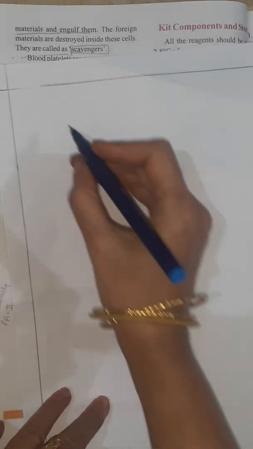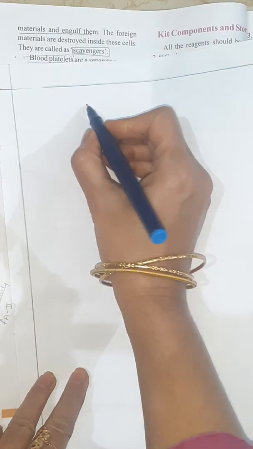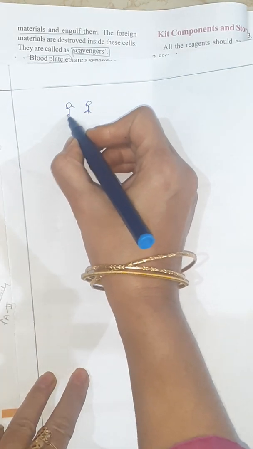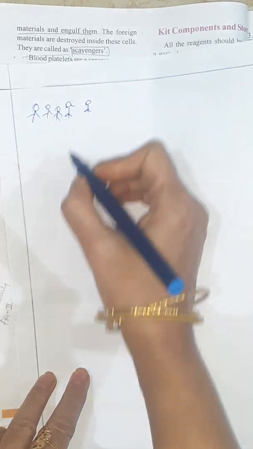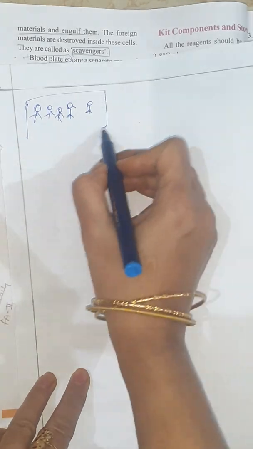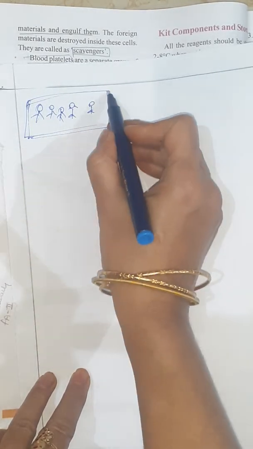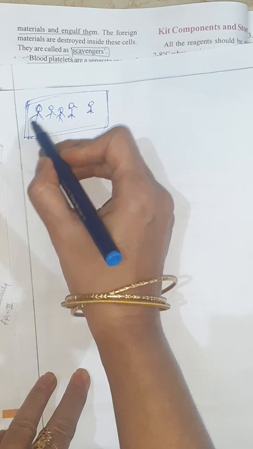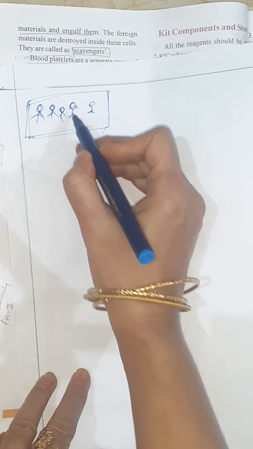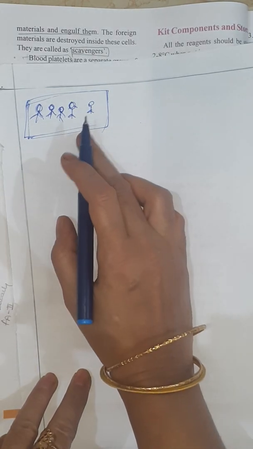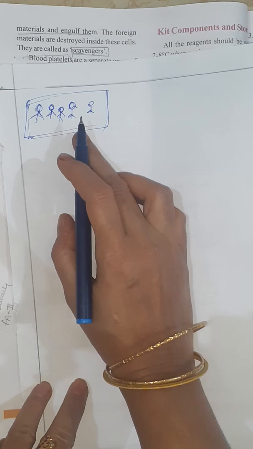Suppose in your family you have a brother, sister, mother, father and you. See, though you are all from the same family, you may all have different blood groups, or you may have the same blood groups. It's not compulsory that you all have the same blood group. You may or may not.